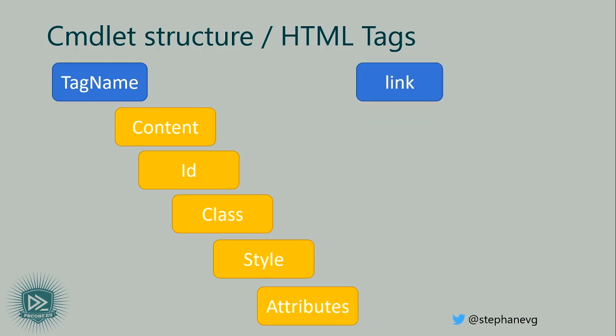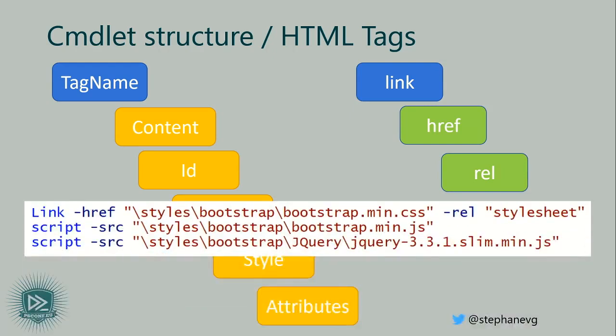So we have the content, ID, class, style on every one, and then a lot of the HTML tags have some specific parameters, like the link tag has an href and a rel, which is very specific to this. Here we can see an example, link, with dash href and then dash rel, and for the script, dash src. For example, you cannot find an href on a div, or on a P, right?